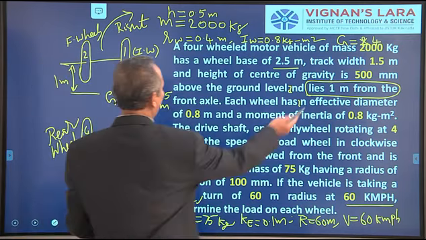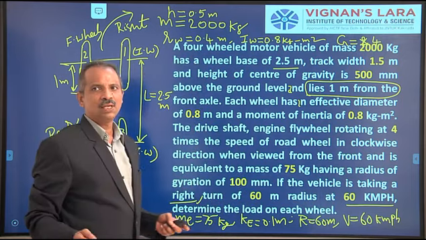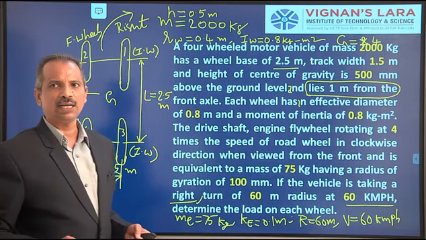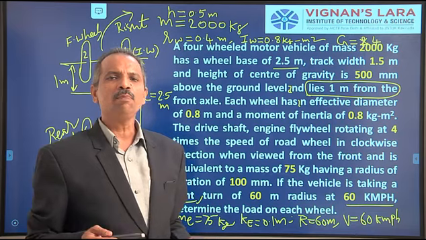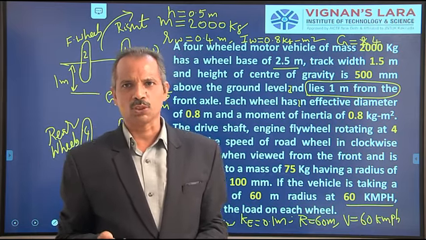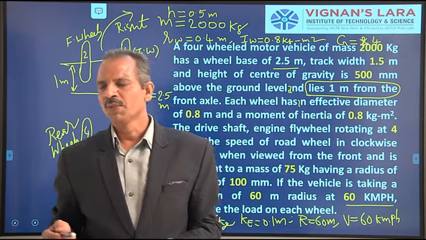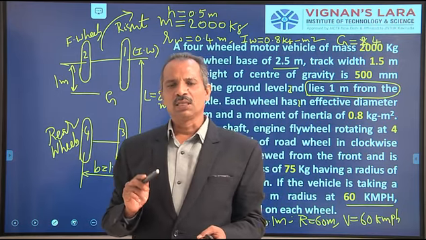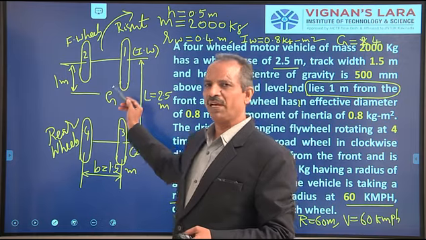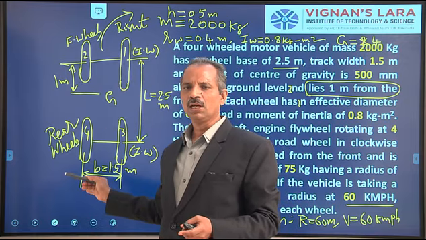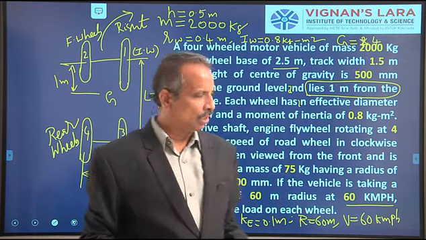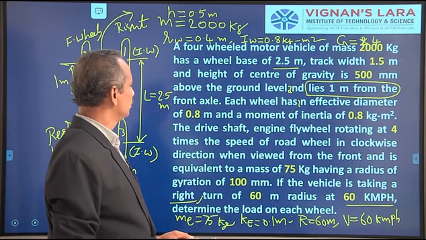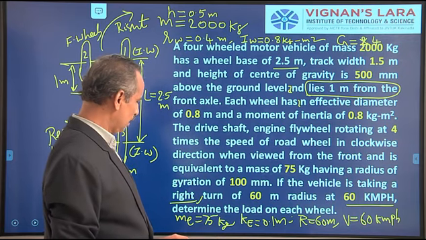So this data first we have to summarize. Once you summarize this data, then how we have to proceed with the remaining part. Okay, let us see. First I will start with self weight, the reaction that is coming on the front wheels and the rear wheels. So I will come to that part first.